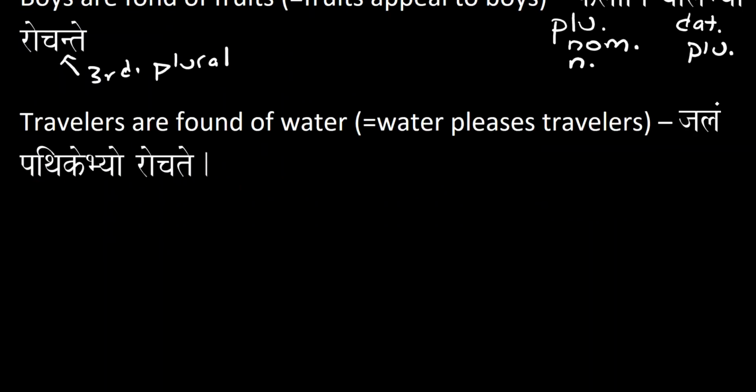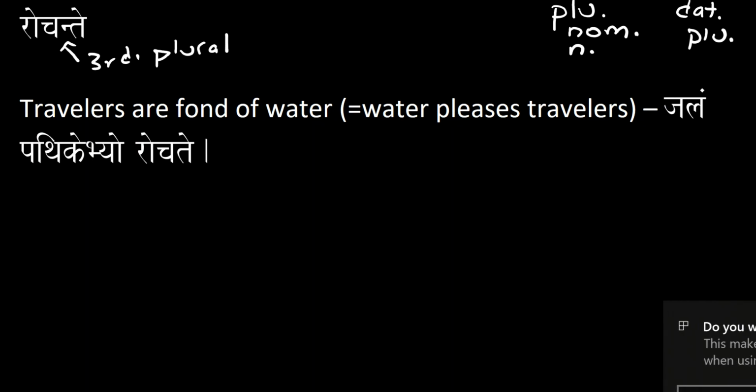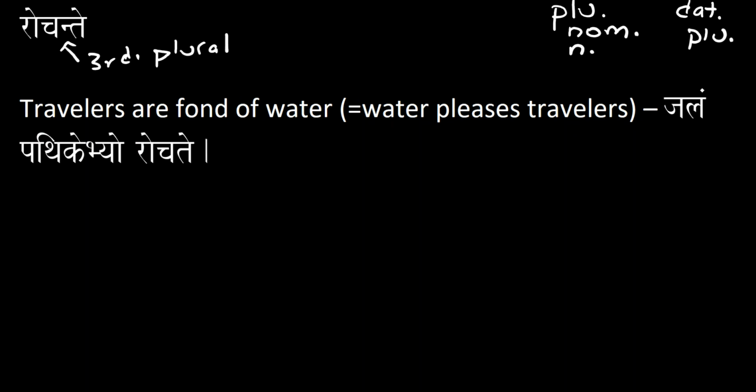Okay, now our next example, we have travelers are, that should have said fond of water. So travelers are fond of water. So the travelers here again are being, the water is pleasing the travelers. So travelers are the ones that are being affected. So they are the people that are being pleased. So this should be in the dative plural form, because they are the ones that are being pleased. The water is the one that is doing the pleasing. And then please is in the middle voice.